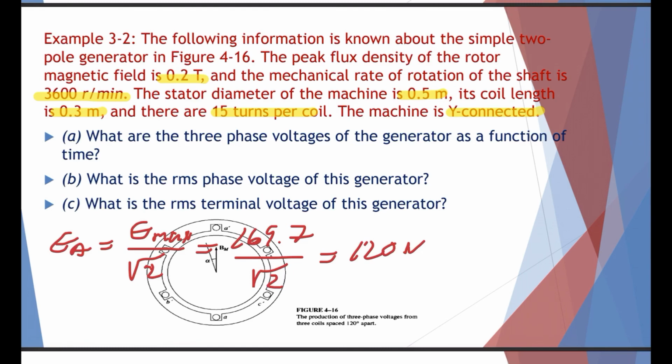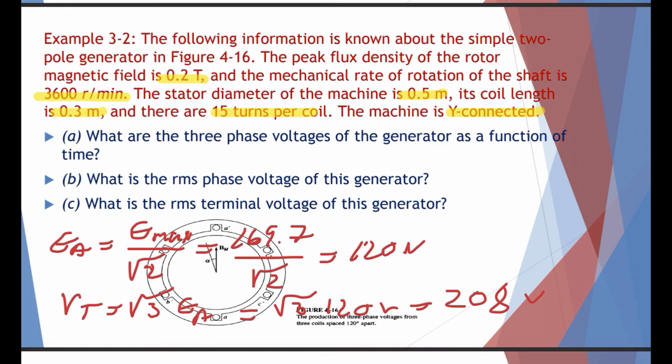C. What is the RMS terminal voltage of this generator? Okay, terminal voltage, because this is Y connected, so V terminal will be root 3 multiplied by EA, the RMS value. Root 3 multiplied by 120 volt. The answer will be 208 volt. This is the solution for this example.